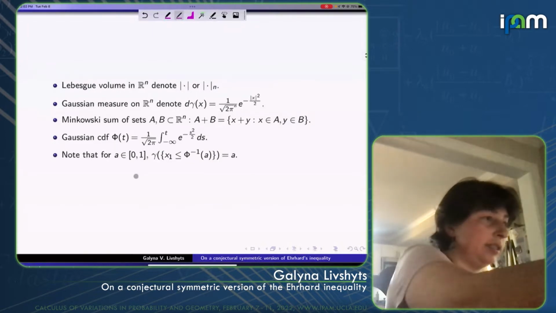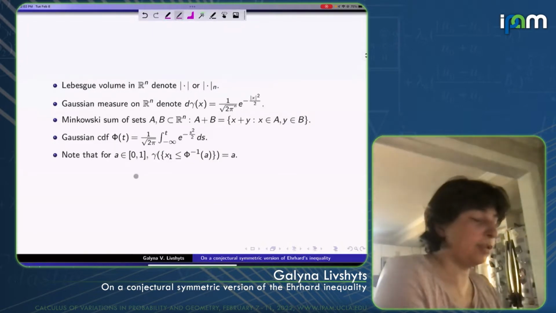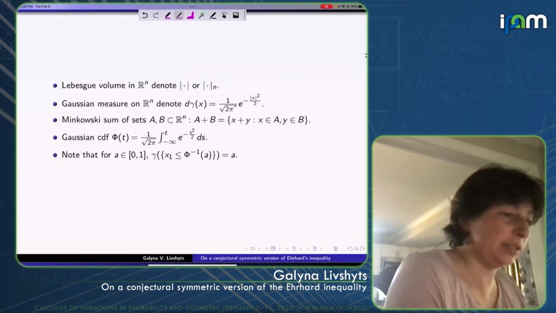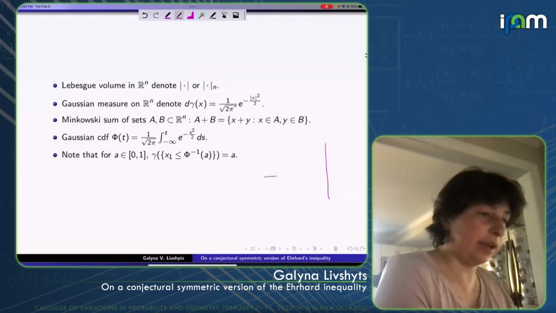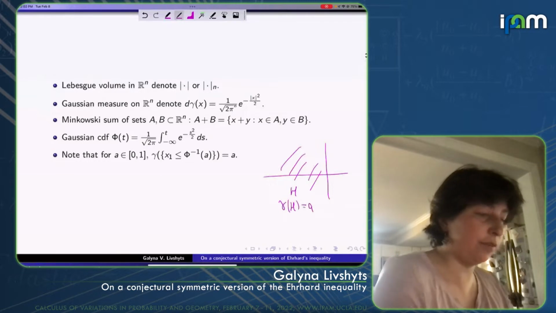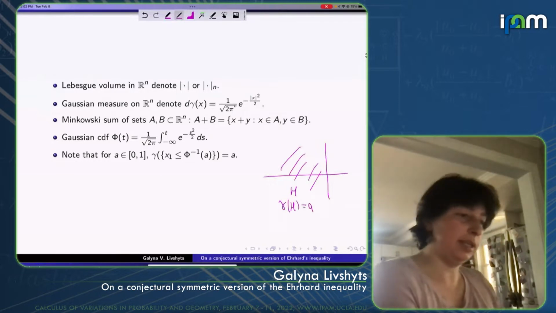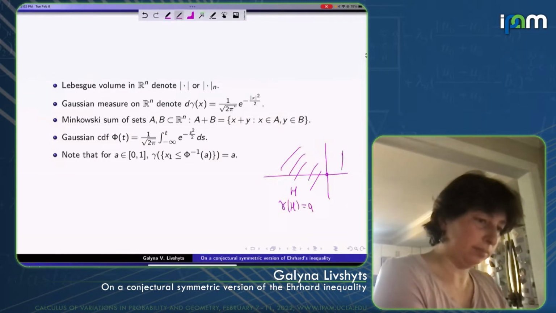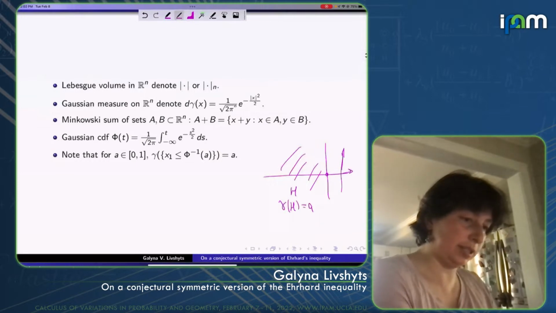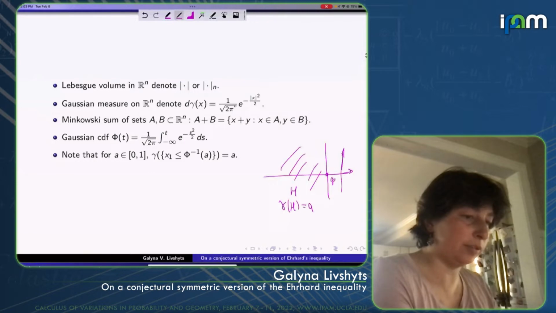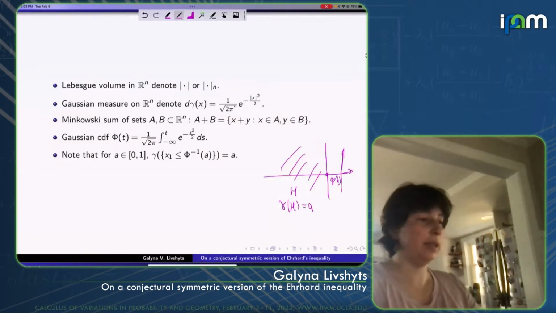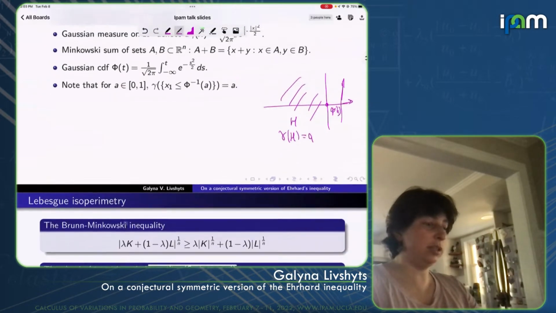Note, by the way, that the inverse of the CDF of the Gaussian measure has the property that if I consider a half space H, and the Gaussian measure of that half space is equal to A for a fixed number A between 0 and 1, then the point on the x-axis where the half space intersects it is precisely phi inverse of A. Okay, so this is the notation.